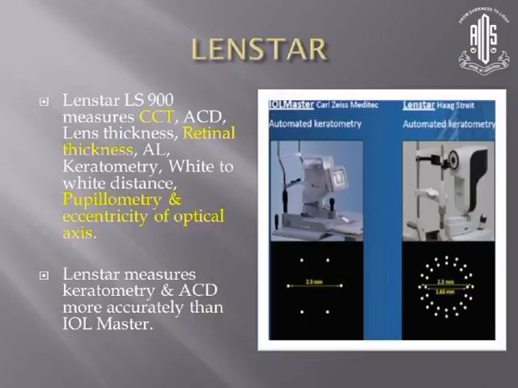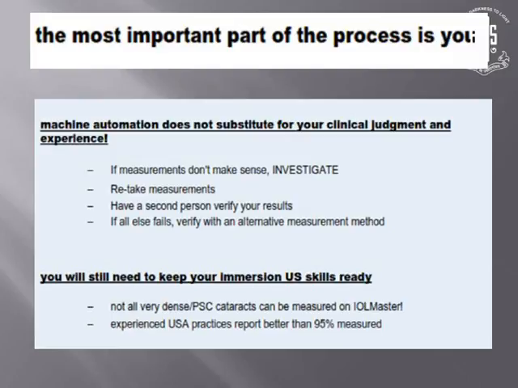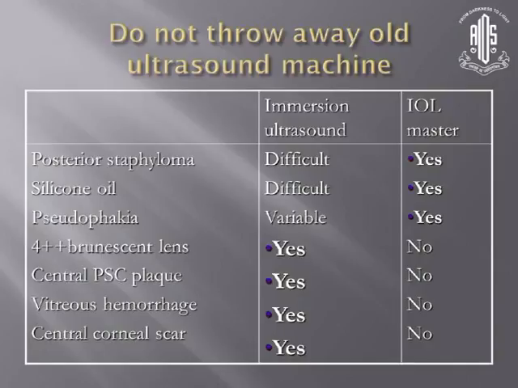One more addition to this is LenStar. This is slightly better as far as measuring the keratometry is concerned, because 2 zones are measured and multiple points are measured. However, the most important process is you. If the measurements don't make sense, please investigate. Retake the measurements, and have a second person verify it if you find there is something wrong with what you are taking. And even with the advent of the IOL Master, you need your immersion skills ready, because there are certain situations where the IOL Master won't be working that well.